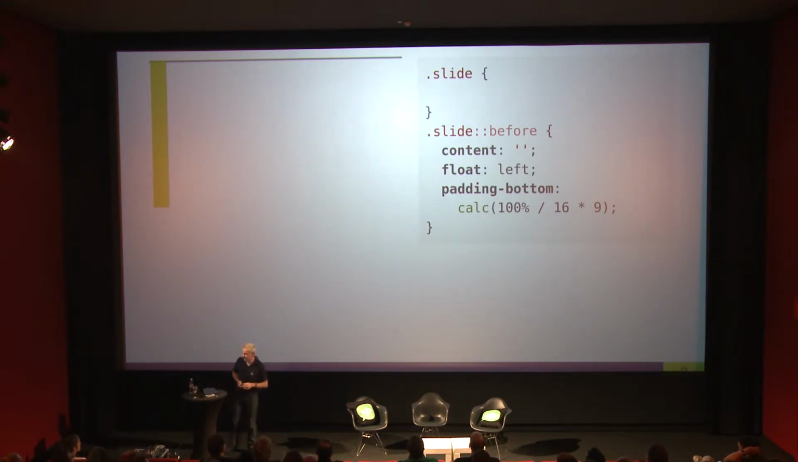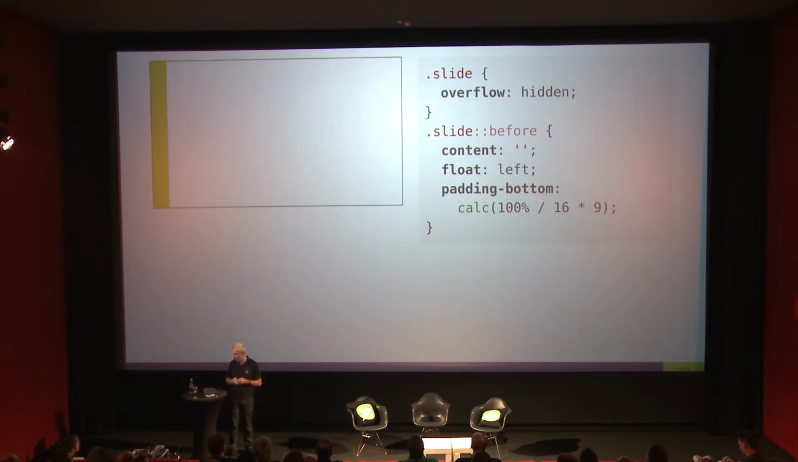Now, since we floated this element, the containing slide does not include it in its inner height because floating elements are taken from the height calculation. But we can fix this. The simplest way is by setting overflow hidden to the parent element, and now the slide has exactly an aspect ratio of 16:9. We are not yet done.